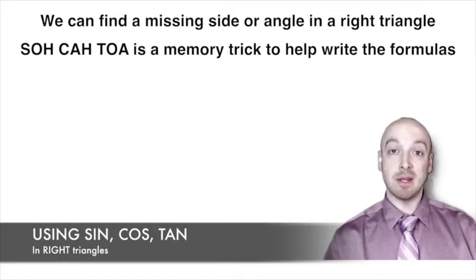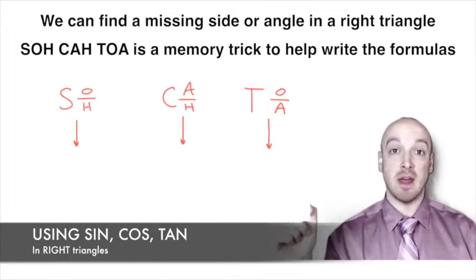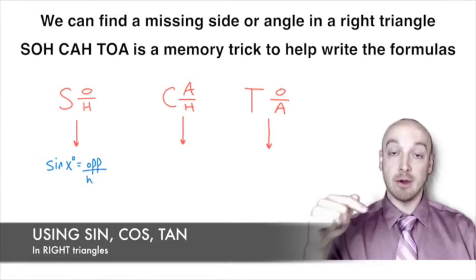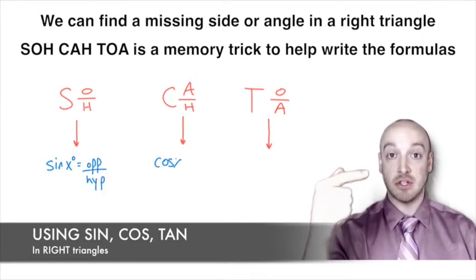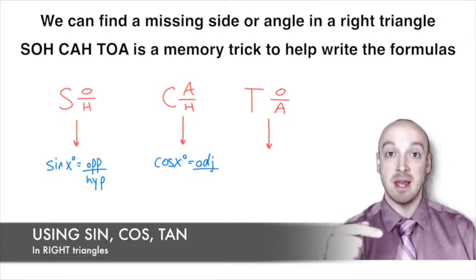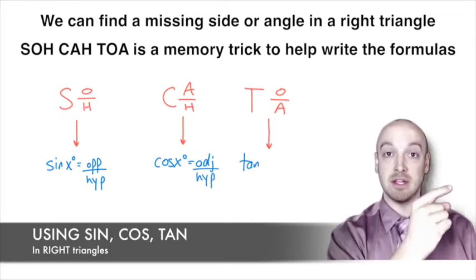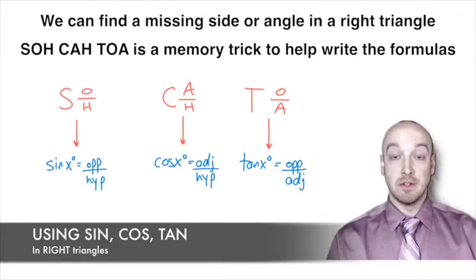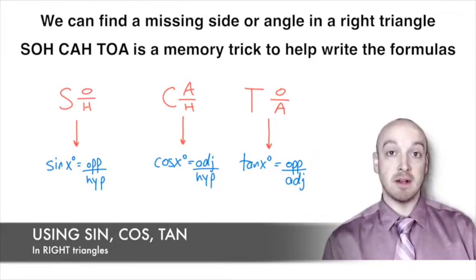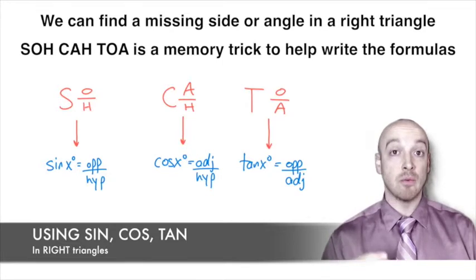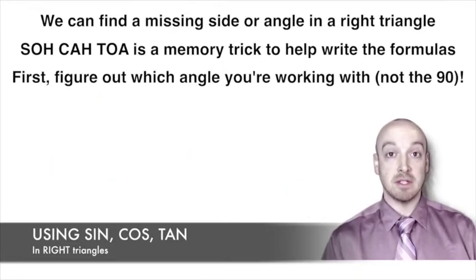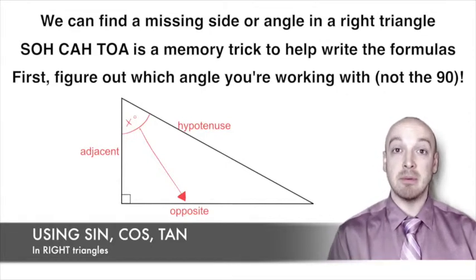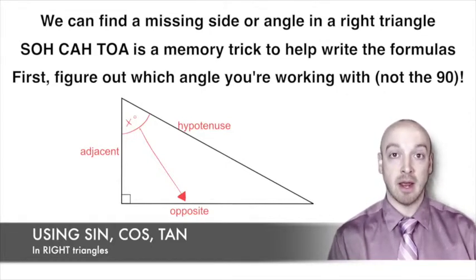The reason we write it like this is because the sine of a given angle is equal to the opposite side divided by the hypotenuse. The cosine of an angle is equal to the adjacent side divided by the hypotenuse, and the tan of an angle is equal to the opposite side divided by the adjacent. So the key to using this, if you want to find a side length or an angle in a right triangle, is first deciding which angle you're going to work with. Then you have to be careful to label the sides according to that angle.